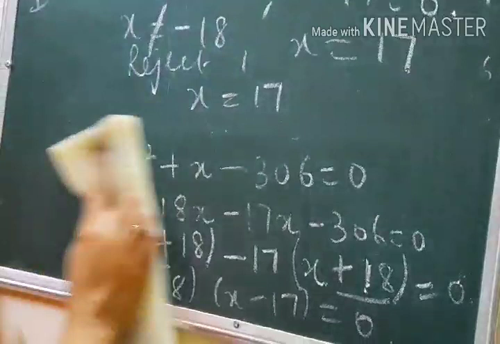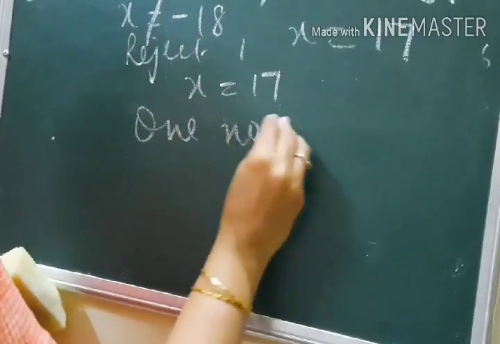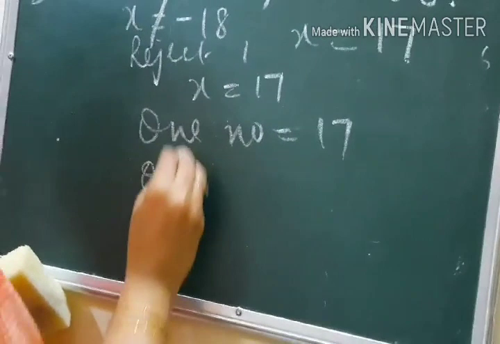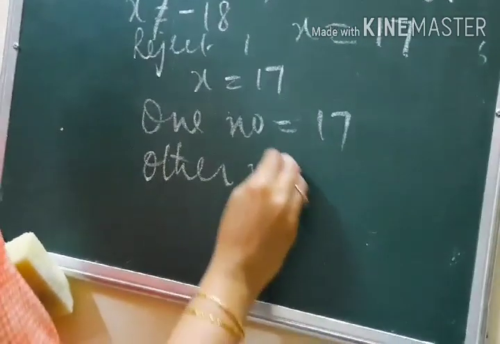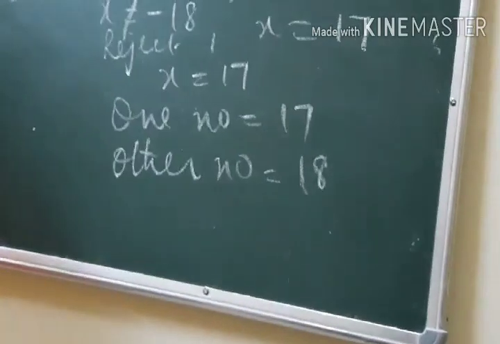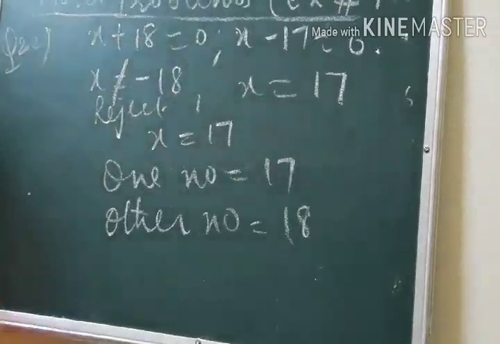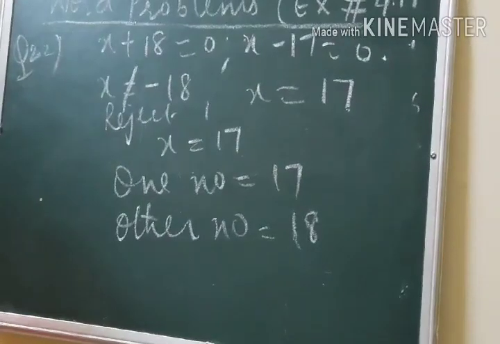So our one number is 17 and another number will be 17 plus 1, that is 18. So when you take their product, you will get 306. So this is our answer for the second part of the question. Now we'll move on to the third part.